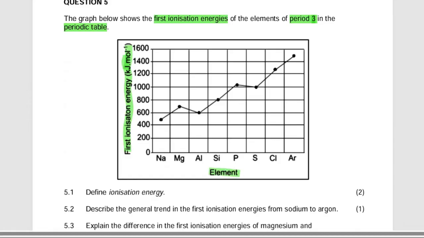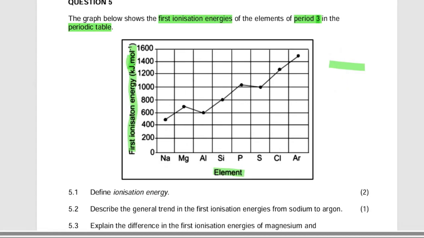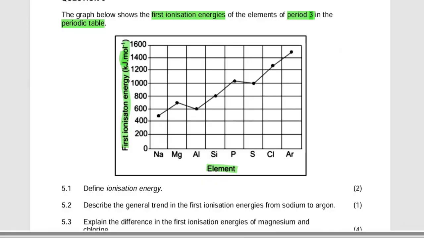So remember, how do you identify a period, right? A period is across, left to right or right to left. Then your group is the one that goes downwards like that, right? So the vertical ones are referred to as the groups. Then the ones that go horizontal are referred to as our periods, right? So we're only focusing on period number 3.